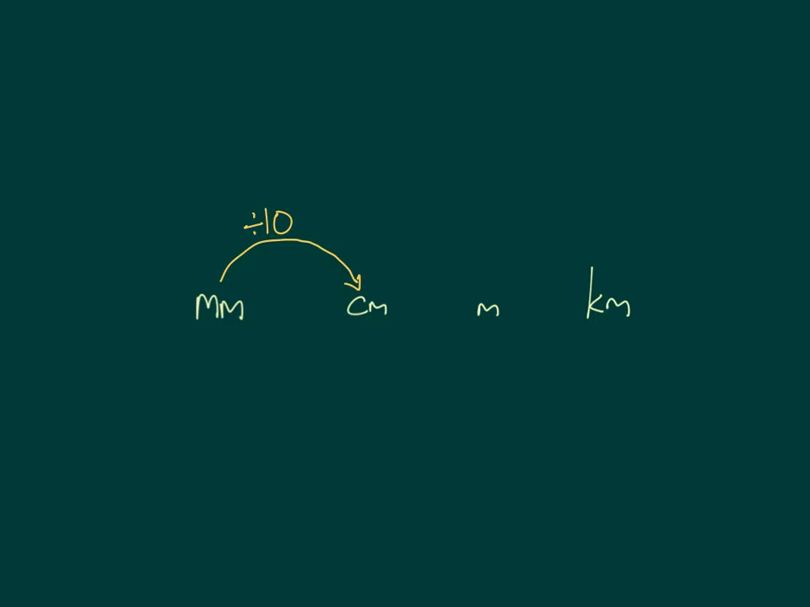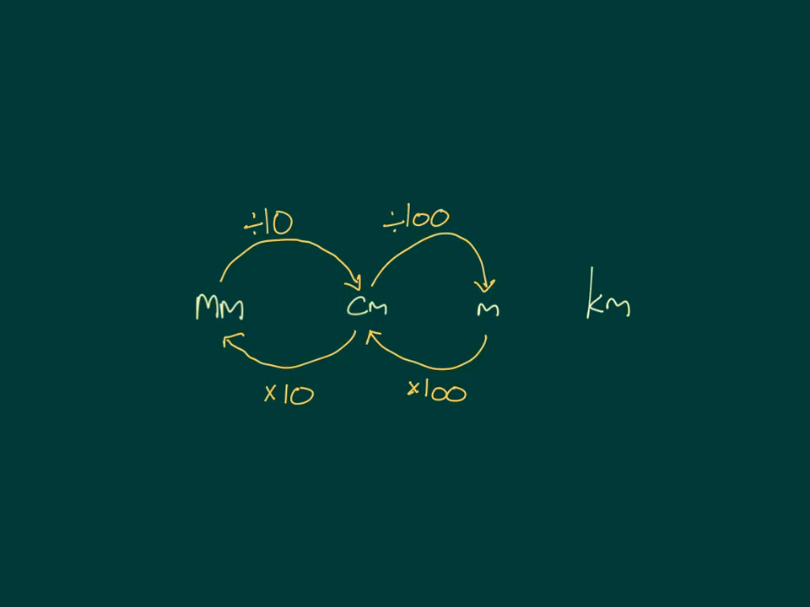If we want to go from centimetres to millimetres, we do the opposite. We times by 10. Now, what about if we want to go from centimetres to metres? Well, there's 100 centimetres in every metre. So to go from centimetres to metres, we divide by 100. Again, to go from metres to centimetres, we do the opposite, which means we times by 100.